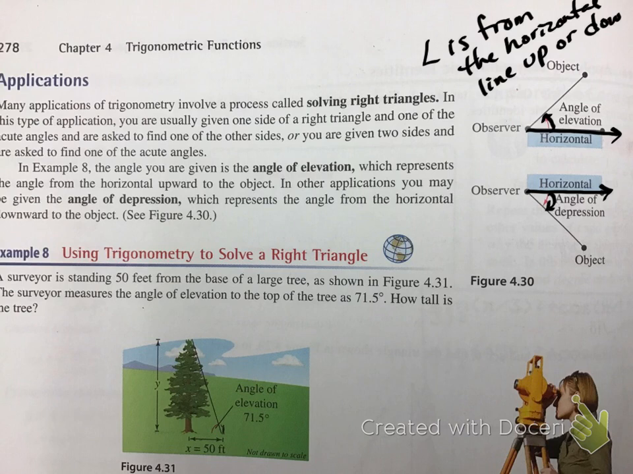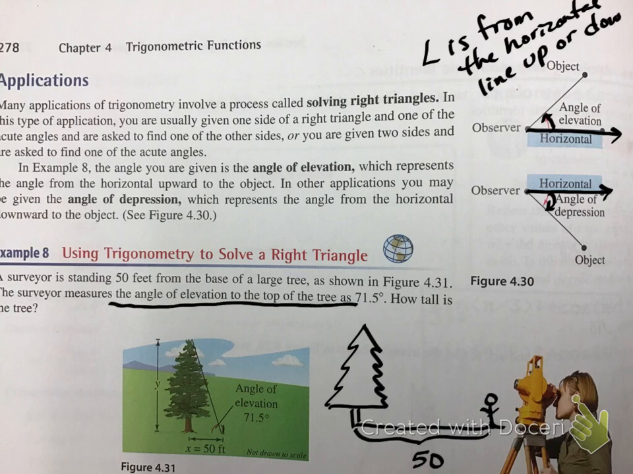Example 8 says a surveyor is standing 50 feet from the base of a tree. The surveyor measures the angle of elevation to the top of the tree as 71.5 degrees. How tall is the tree? In geometry, you might have made a little sketch. There's the tree, there's the ground, and here's the surveyor, 50 feet from the base of the tree.